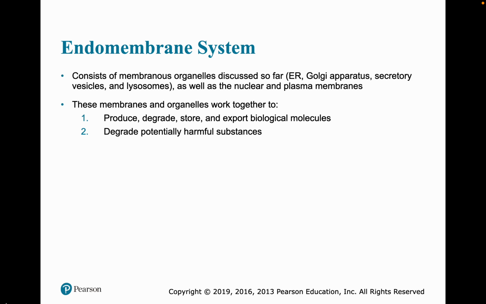So the endomembrane system is the organelles we've discussed so far, really the ER, the Golgi apparatus, secretory vesicles, and lysosomes. We would put the nuclear and plasma membranes in there as well. That's the internal membrane system. Those are going to work together to produce, degrade, store, and export biological molecules, and get rid of potentially harmful substances.